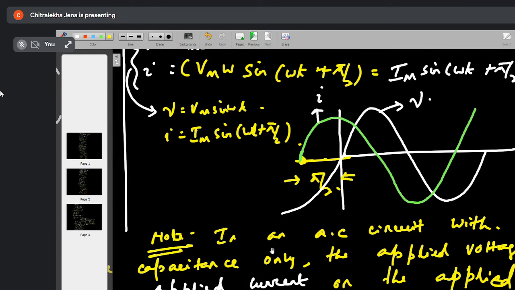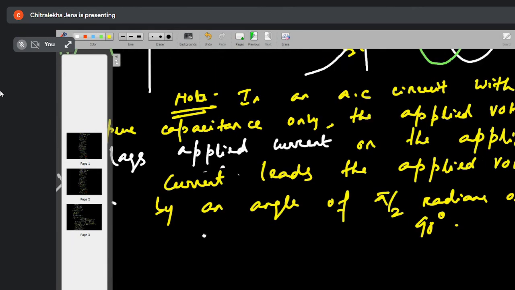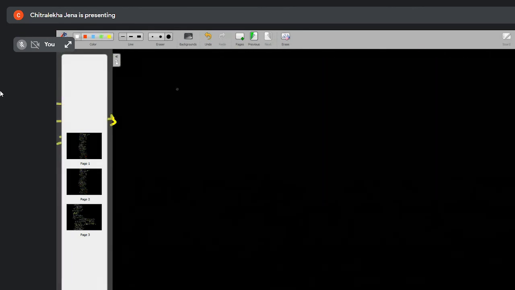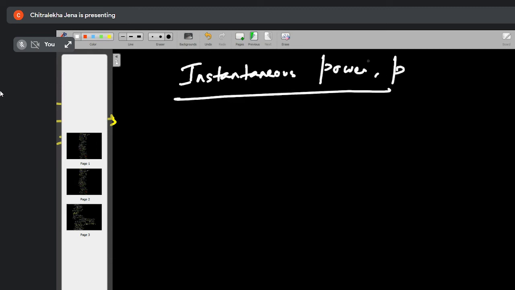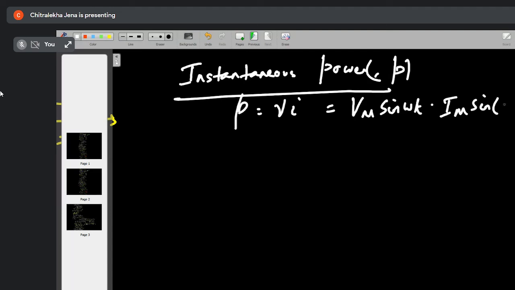Written? Yes ma'am, done. Now the last one is your instantaneous power. Instantaneous power P is equal to V into I. So this is equal to Vm sin omega t multiplied by Im sin omega t plus pi by 2.